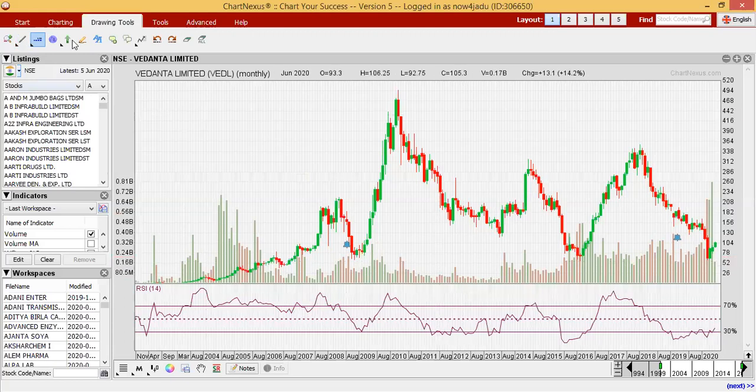See, Vedanta took a good support here at the level of 60 in the year 2008, and again it went back to the 500 level and came down to this level, but did not come to the 60 level. See, in 2016 also it corrected up to the 60 level and again bounced back. And this time also, those who are tracking Vedanta witnessed a very good correction, up to the same level.